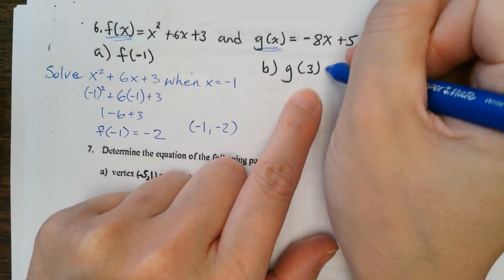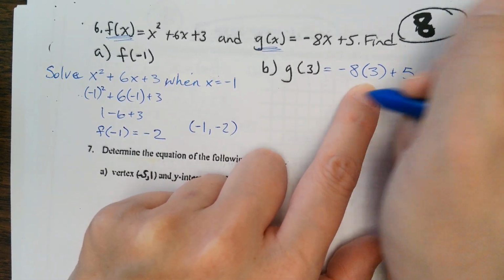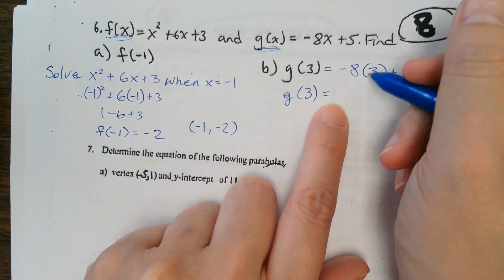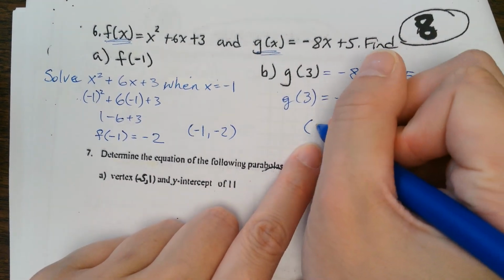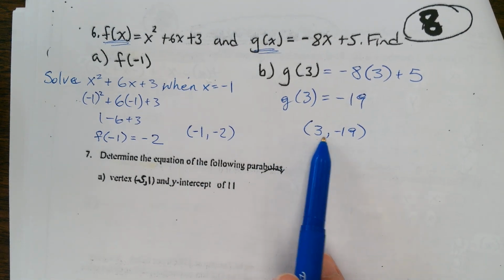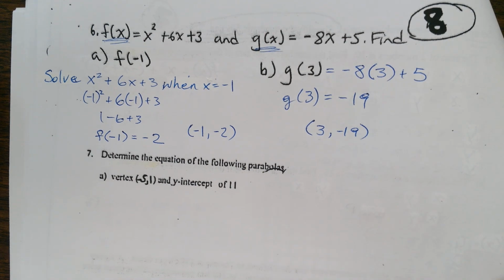So same thing right here. You are just substituting the 3 for the x. So g at 3 would simply equal -19. Like that. So your coordinate, if you were to write it as a coordinate, would be this. When x is 3, your y value is -19. Okay. So all this with the functions is going to be good for you when you do grade 11 functions next year. Okay. So you guys got a head start.